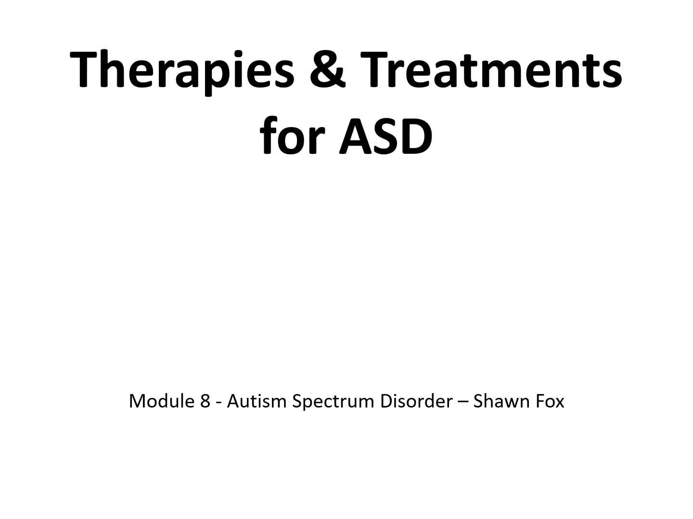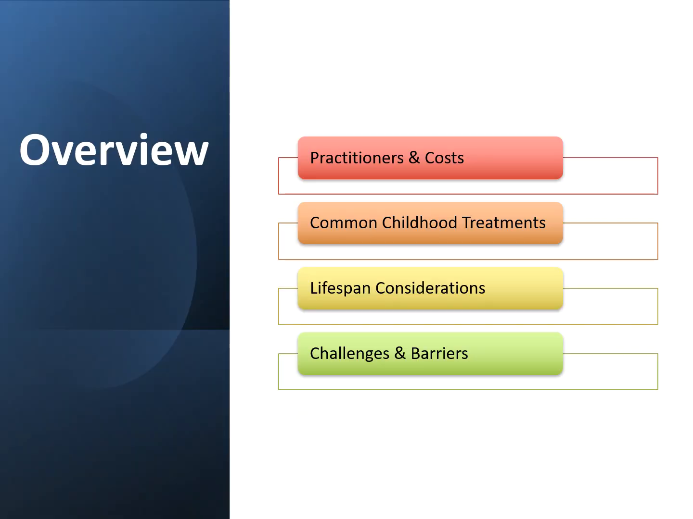So the focus is going to be on hitting the key components, some of the most common aspects of the therapy and treatment of autism. In keeping with that, the general overview of how I'm going to be presenting the information today is I'll start by talking about some of the practitioners who actually deliver these therapies and treatments. I'll also talk a little bit about the costs associated with autism treatment.